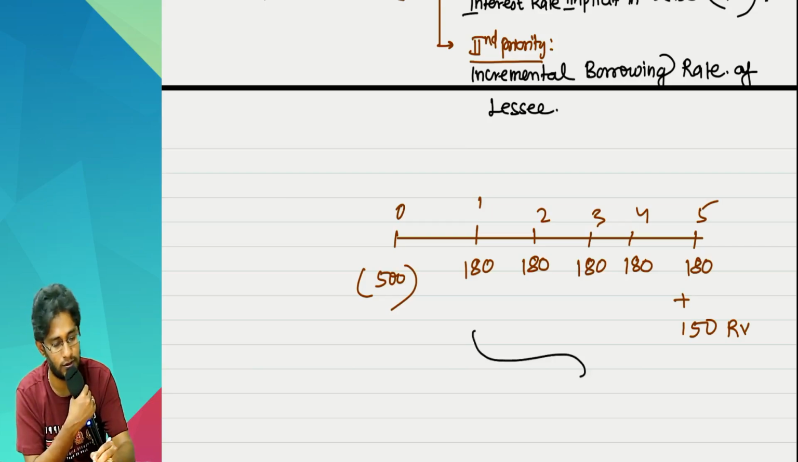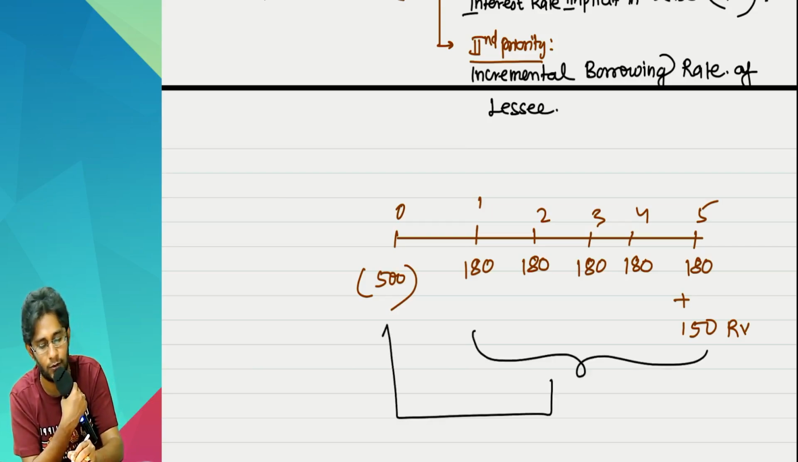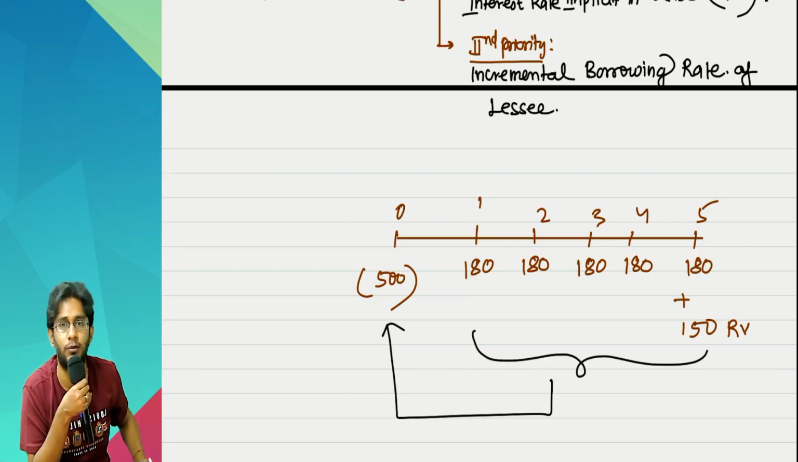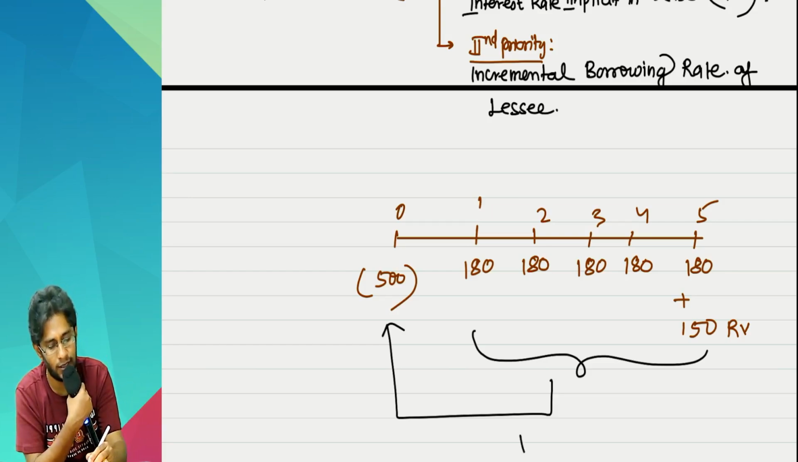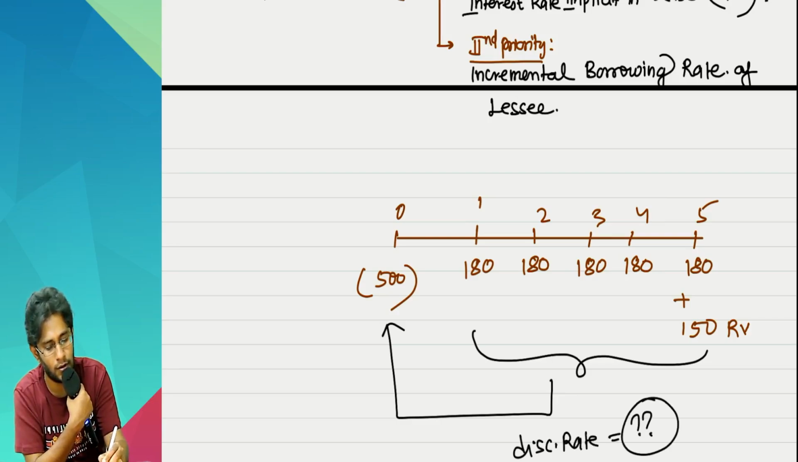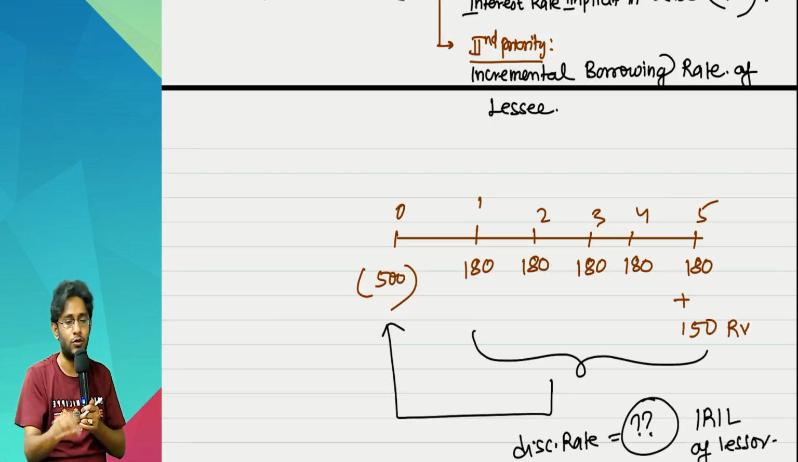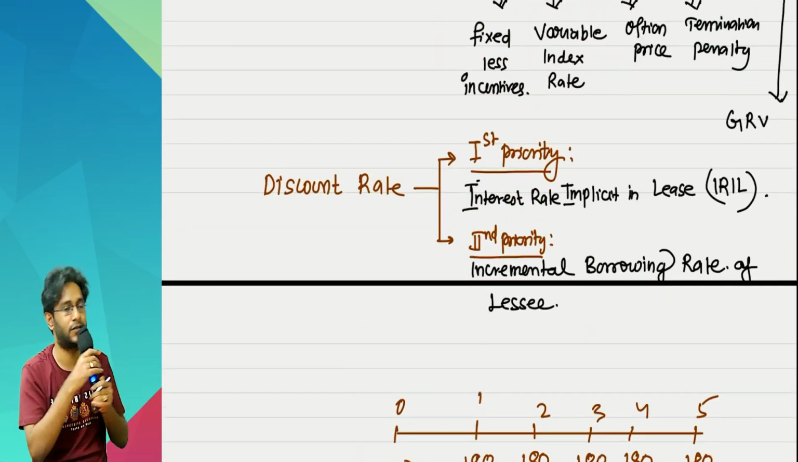All you have to do is identify a discounting rate which equates the present value of future cash inflows of the lessor to the fair value of the asset today. Fair value is purchase price indirectly. A discounting rate, whatever is there, this is IRIL of the lessor. That should be your first priority discounting rate.